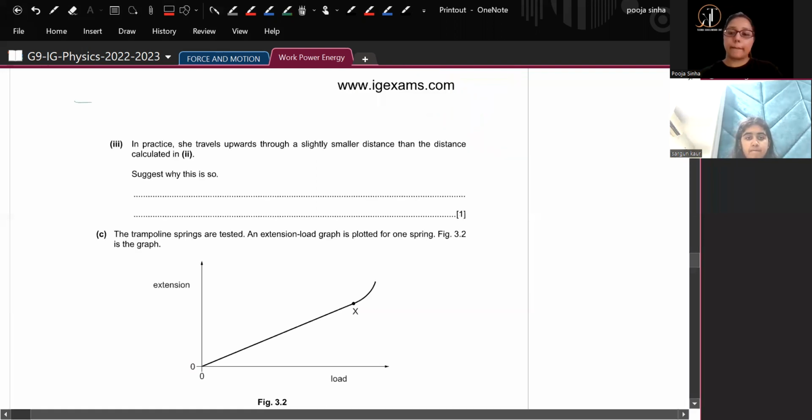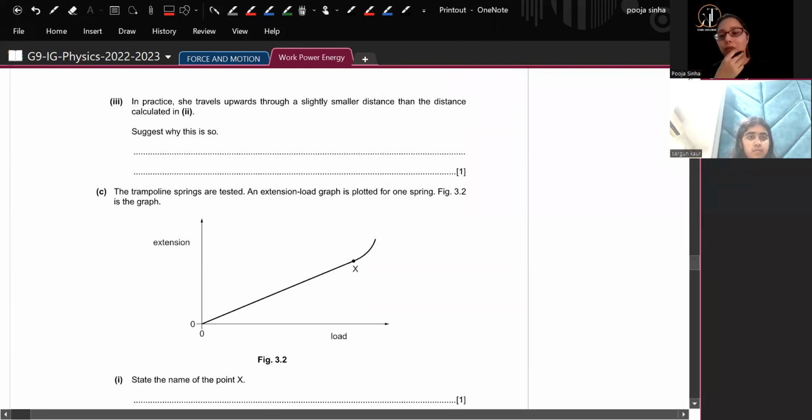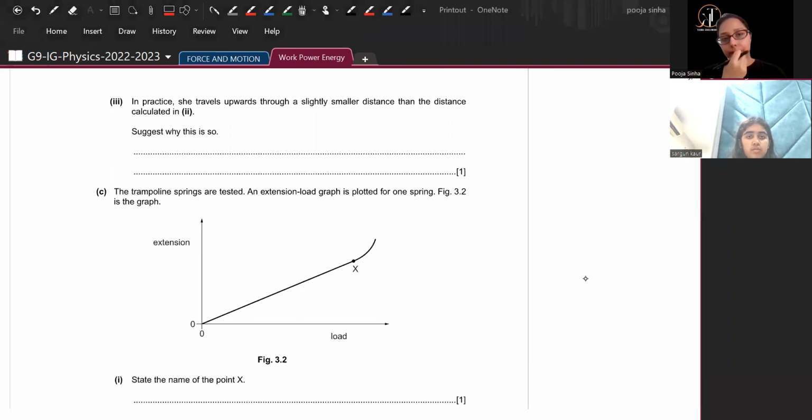Next question. In practice, she travels upwards through a slightly smaller distance than the distance calculated in two. So just why is this? Why is it so? These are all similar kind of questions.